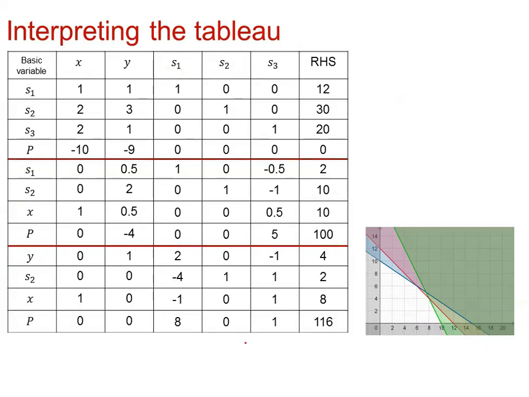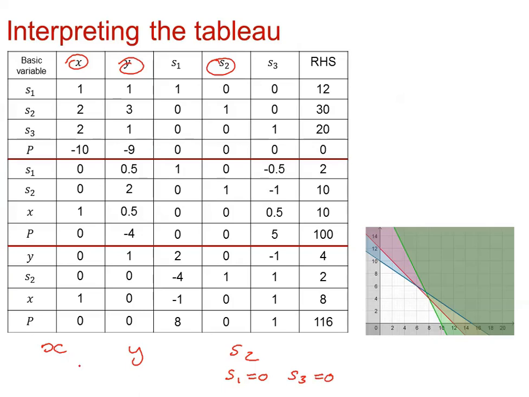So here we have the final iteration, and we know it's the final iteration because the objective row has no negative elements. So to find the basic variables, we look down the columns and we find columns that have a single 1 and lots of zeros. So that's X, Y and S2 in this case. So the basic variables are X and Y and S2. So the non-basic variables are S1, which must be 0, and S3, which must be 0.